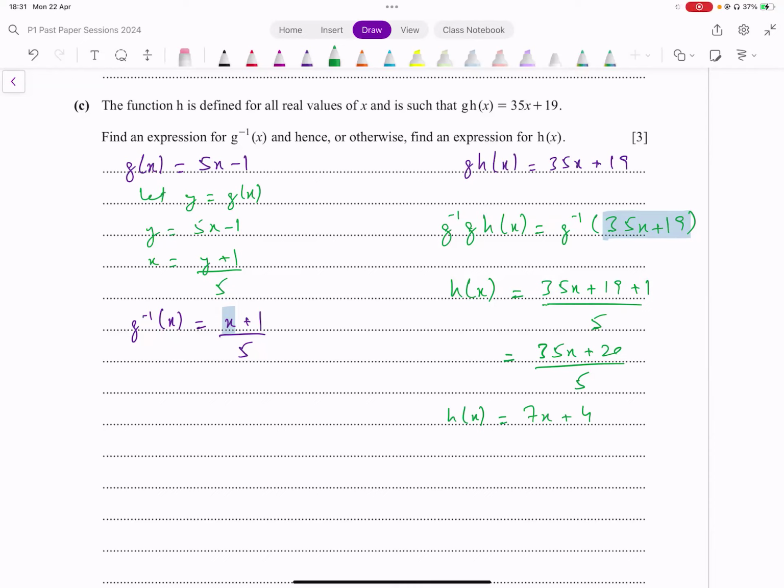Sir, I didn't understand how you found h of x from the composite functions. You understand this step? No, I don't understand this step.